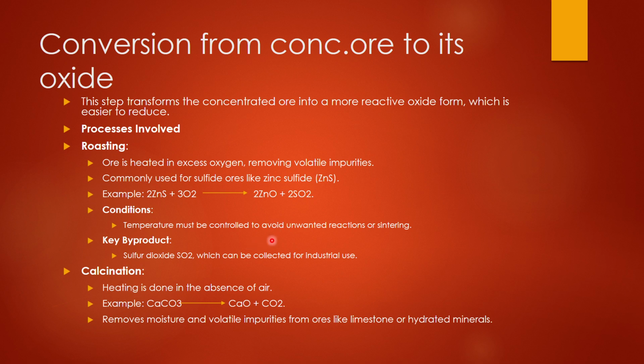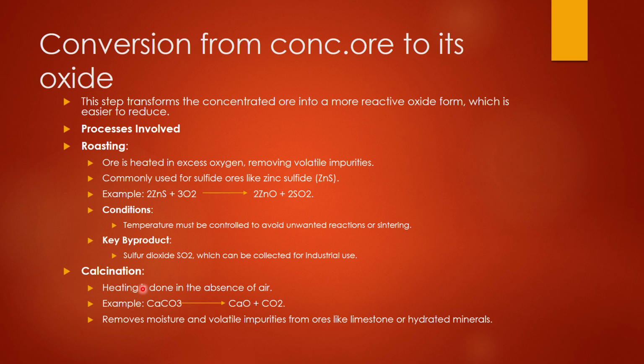Next, the temperature must be controlled. There should be a controlled temperature, not overheated or underheated. A normal, moderate temperature should be given here. And the key byproduct, which is sulfur dioxide, can be collected for industrial use. This sulfur dioxide can be collected for industrial use only. Okay. Next, if we go ahead with calcination, there is no air in calcination, and this is very easy.